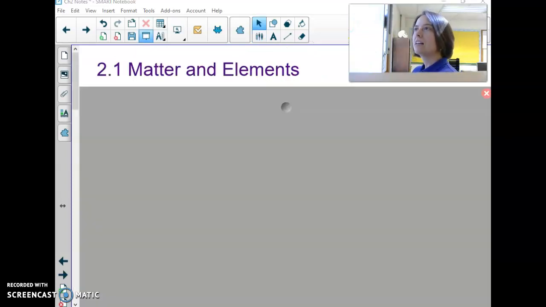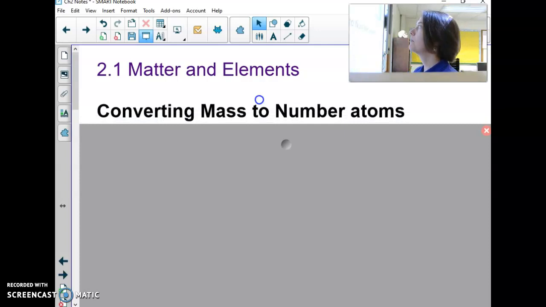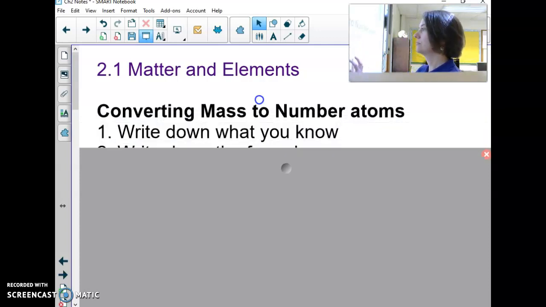Great. The last thing we're going to do in this section is combine those things that we've been doing and learn how to do 2 different types of problems. So we've been converting between moles and number of atoms, and we've been converting between mass and moles. So now we're going to put them together and learn how to convert between number of atoms and mass. So, converting mass to number of atoms.